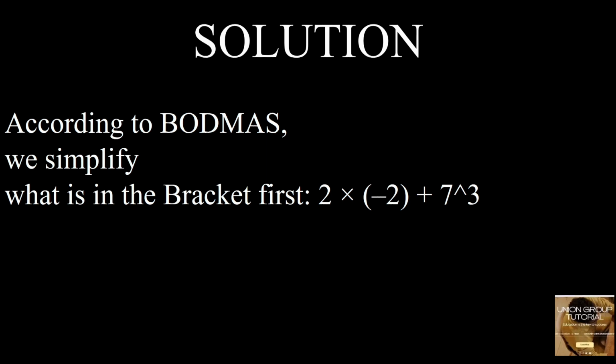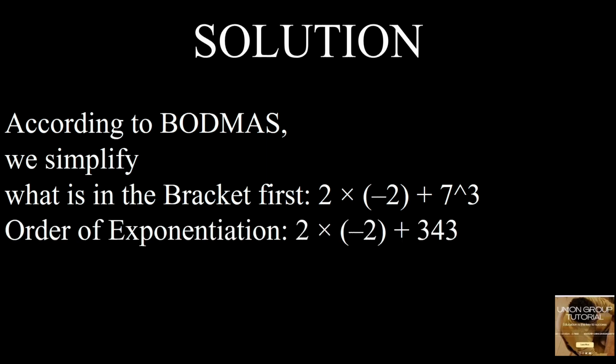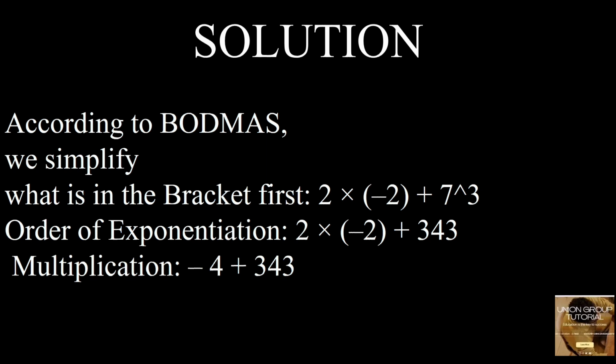So after we open the brackets, that means after we attend to the bracket using the BODMAS principle, we have 2 times open bracket minus 2 close bracket plus 7 raised power 3. Next, we apply the order of exponents. Since there's 7 raised power 3, you have to simplify it because that is the next step. Next we apply multiplication, that is 2 times minus 2 plus 343. That means you have minus 4 plus 343.